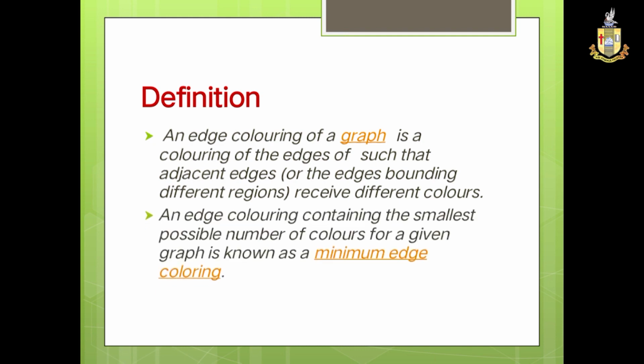Afterwards, minimum edge coloring. Definition of minimum edge coloring: an edge coloring that uses the smallest possible number of colors for a given graph is known as the minimum edge coloring. That is, the smallest possible number among the edge colorings is called the minimum edge coloring.